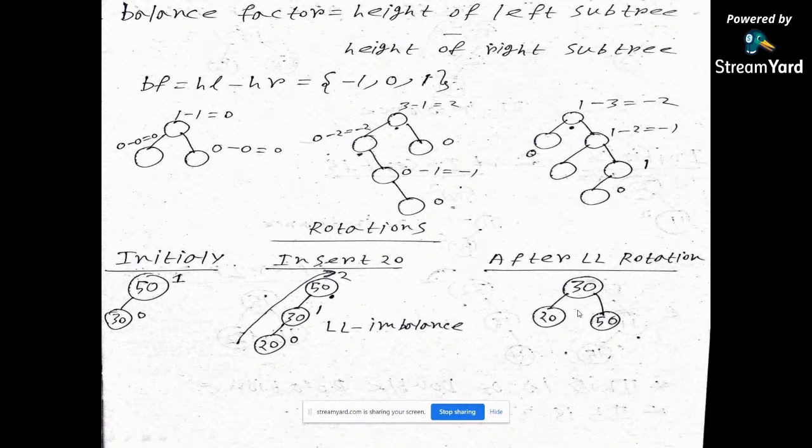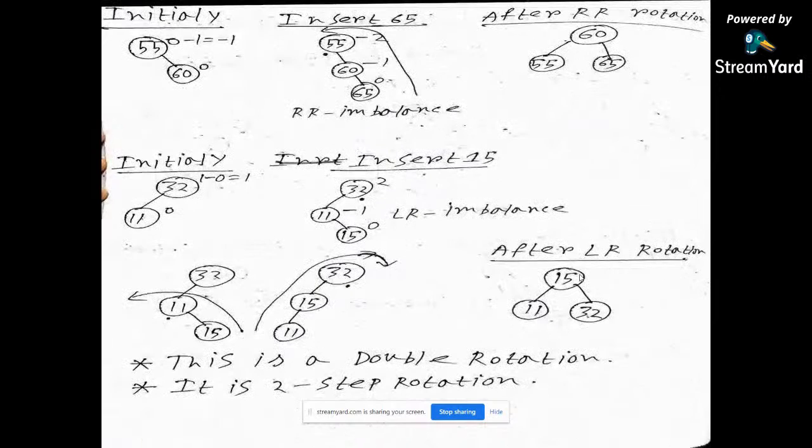Now check 30. The left subtree height is 1 edge, and the right subtree is 1 edge. That means 1 minus 1, that is 0. It is again 0. So yes, all nodes' balance factors are within the allowed values. So yes, this is a balanced BST. So we have successfully done our LL rotation. Next, again, now we are talking about the RR rotation, right rotation.